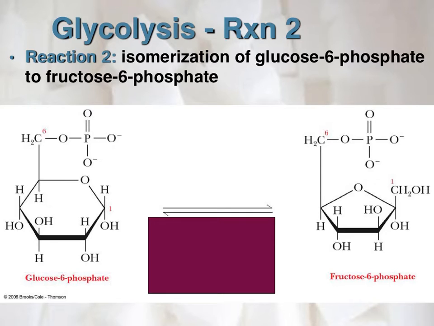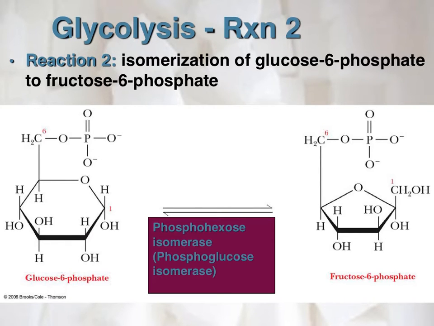Now, what kind of isomerase is this one? This one has two acceptable names, and I'll take either one. It's called phosphohexose isomerase or phosphoglucose isomerase. Probably more people will call it phosphohexose, in the sense that it's promiscuous. Both of these are hexoses, because they both have 6 carbons, but it does require that they be phosphorylated.